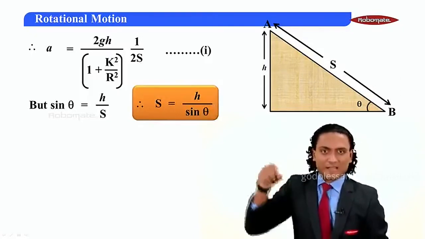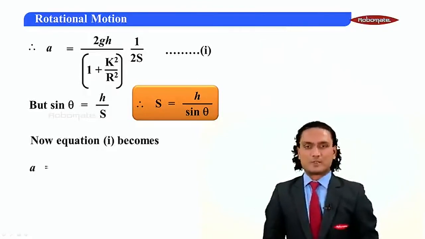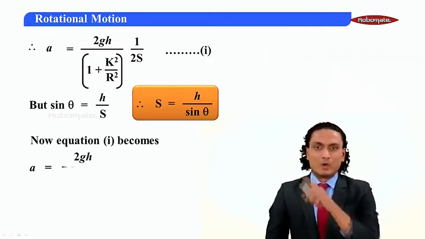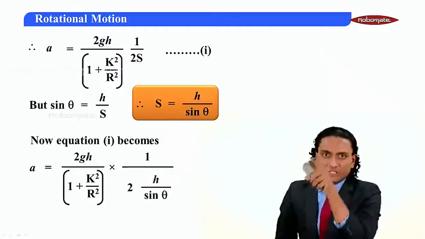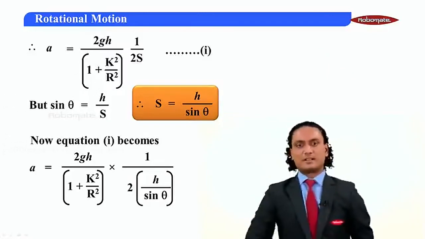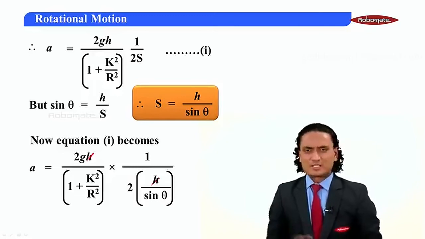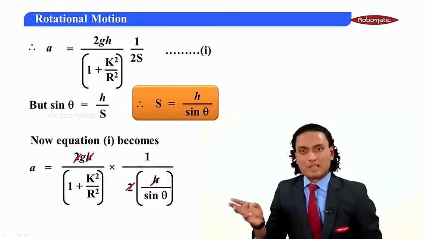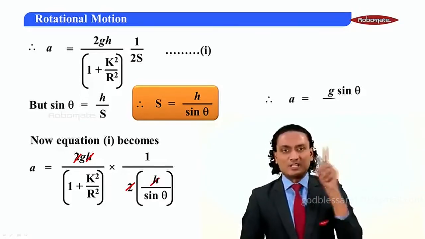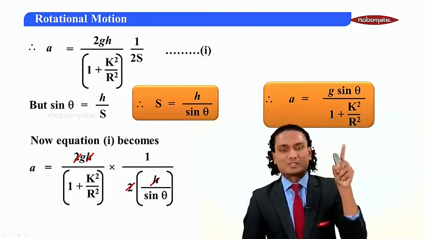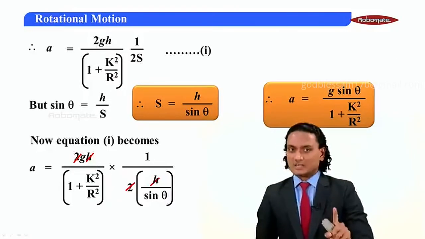Can we substitute it in the first equation? Yes. Equation 1 will become A is equal to 2gh upon 1 plus k square upon r square into 1 upon 2, and instead of s, we substitute h upon sine theta. Now you can cancel out h as well as 2. So we have the expression for acceleration: A is equal to g sine theta upon 1 plus k square by r square. This acceleration is a constant acceleration. Keep this in your mind.